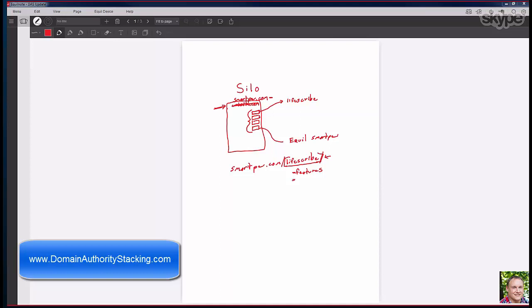Why is the silo stuff so important to you personally as it relates to DAS, as you've created this method with Sue? Well, when I build backlinks to this page, or any of these pages, because these are all interlinked, right? So if I go to the LifeScribe page, let's say we're on the LifeScribe page, let's draw it.